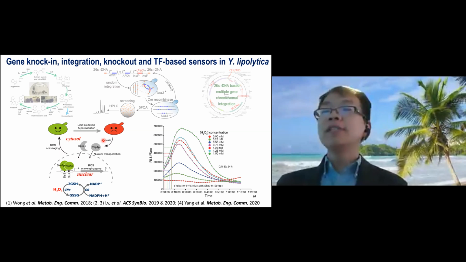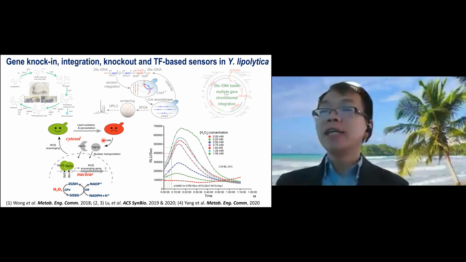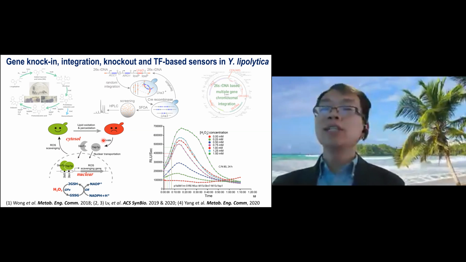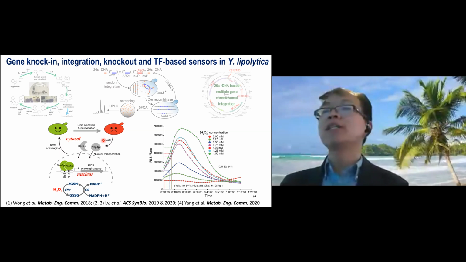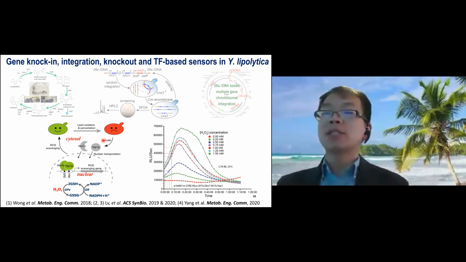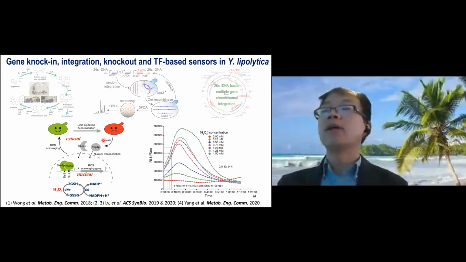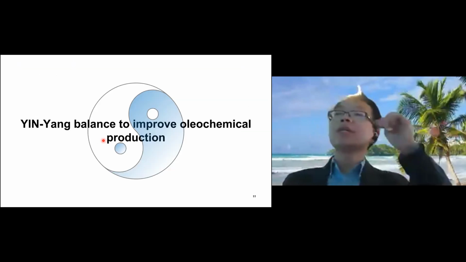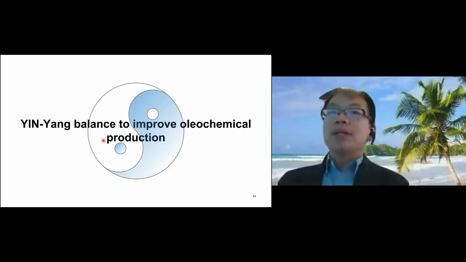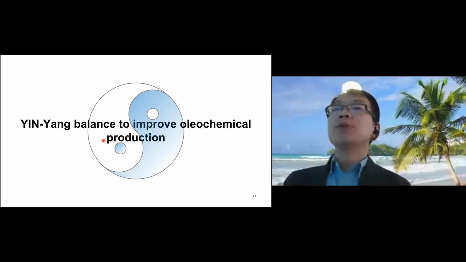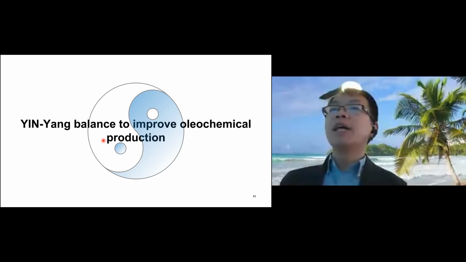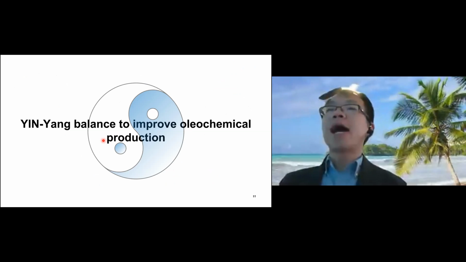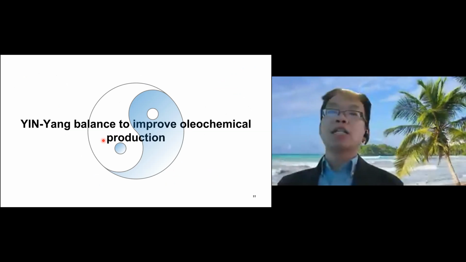This activation mechanism can be faithfully recorded and harnessed by our reporter gene. So we can engineer this genetically encoded biosensor, which can tell us the exact redox state of the cell, which may have lots of other biomedical or bioproduction applications. In the second part, I will illustrate the basic principle of how we implement yin-yang balance to improve oleochemical production in our yeast.